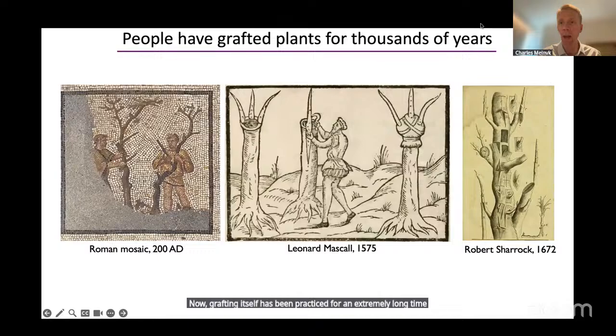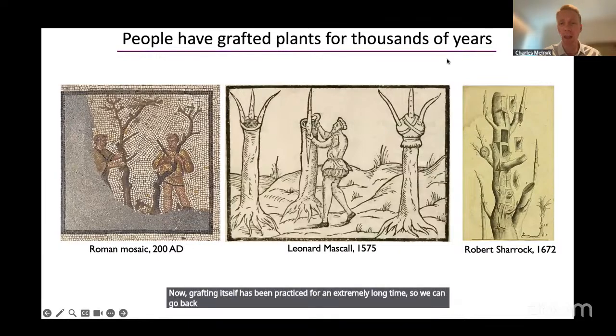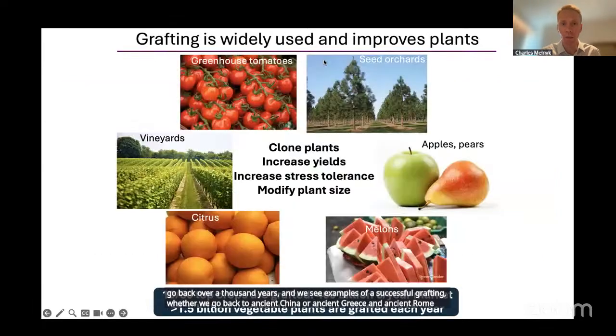So we can go back over 1,000 years and see examples of successful grafting, whether we go back to ancient China or ancient Greece and ancient Rome. Now, grafting itself is very widely used.